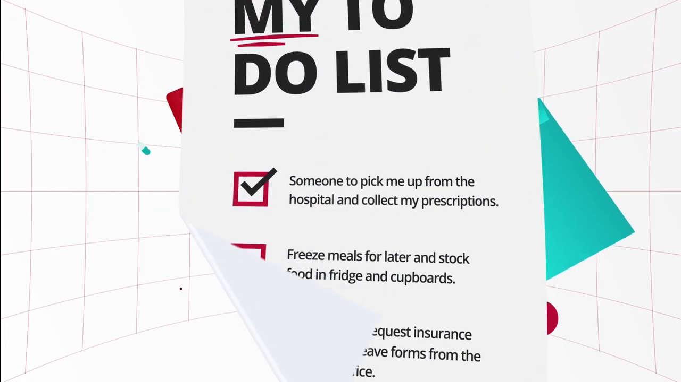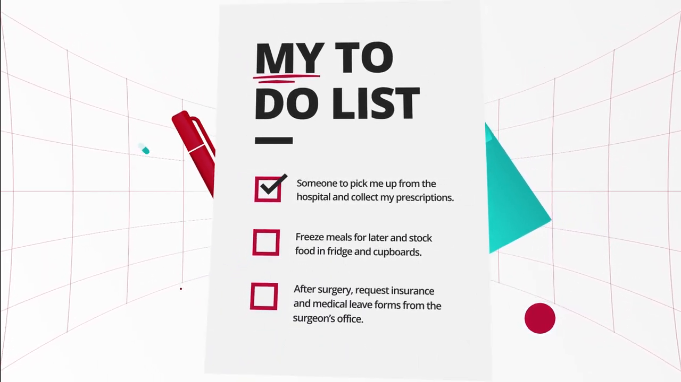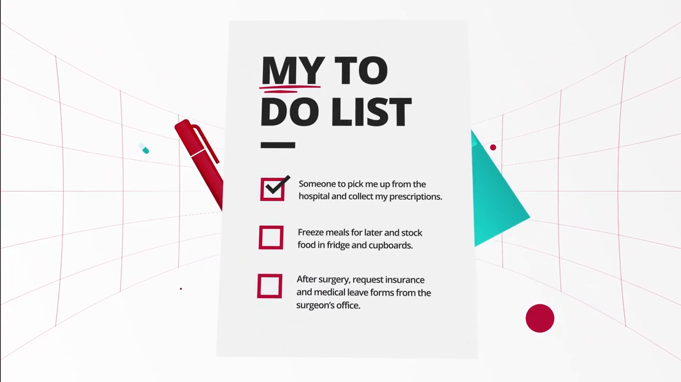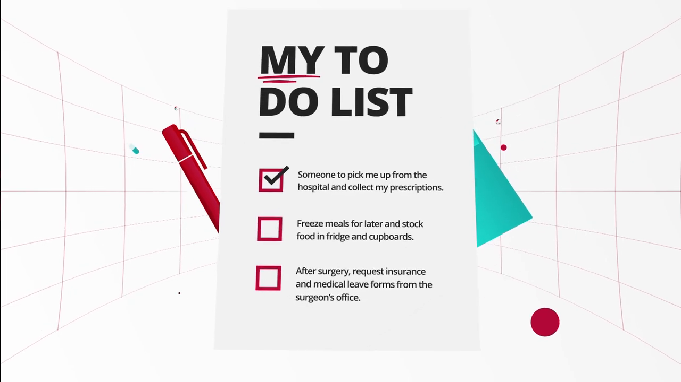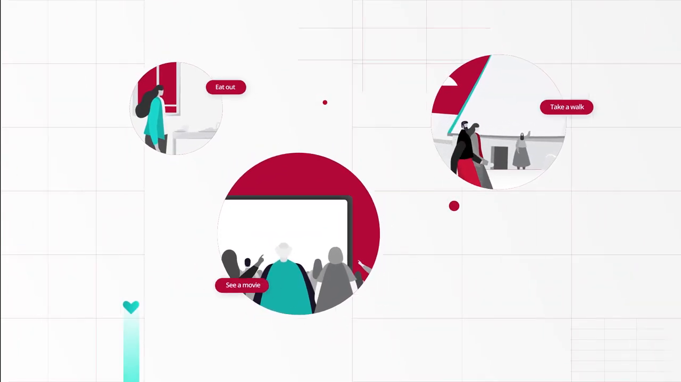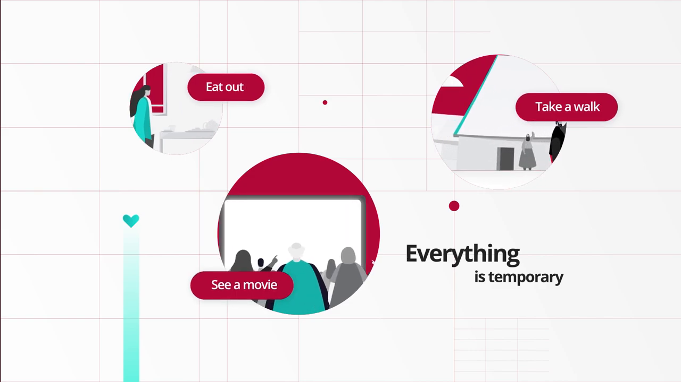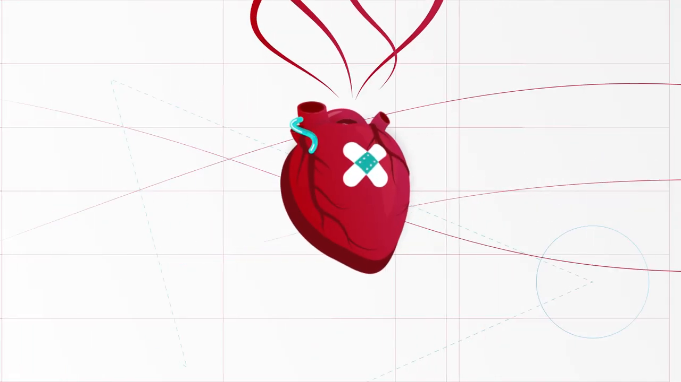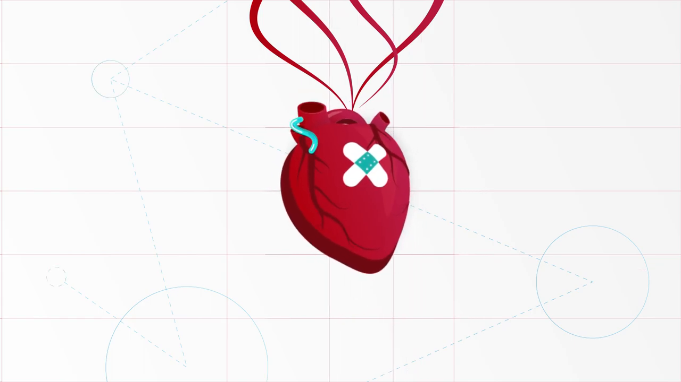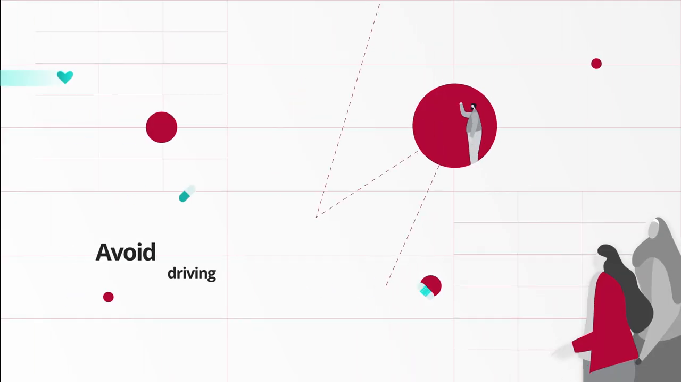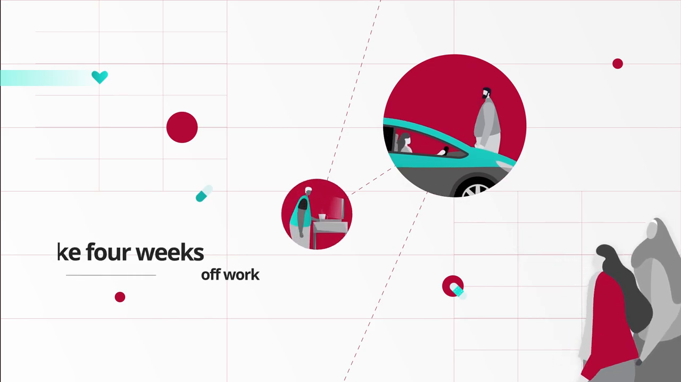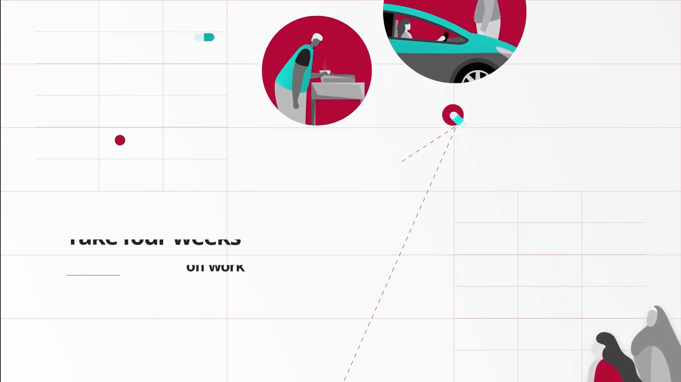Make a list of what you'll need after surgery and get it ready before you go to the hospital. Plan easy activities for after you go home to help you get back to normal. Even though it's less invasive, it's still heart surgery. Avoid driving for 2 weeks and take about 4 weeks off work.